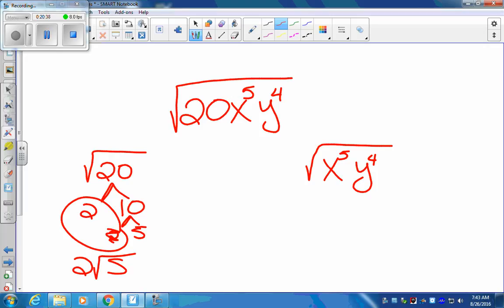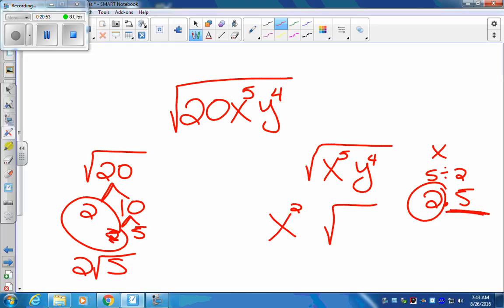So for our letters, x to the 5th. If I do 5 divided by 2, I get 2.5. That tells me x squared goes on the outside, and I have 1 left underneath because of the 0.5. For the y's, if I do 4 divided by 2, I get 2. So that tells me y squared on the outside, and since there is no remainder, I don't have any y's left underneath.